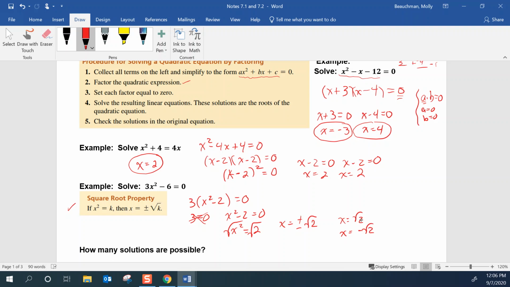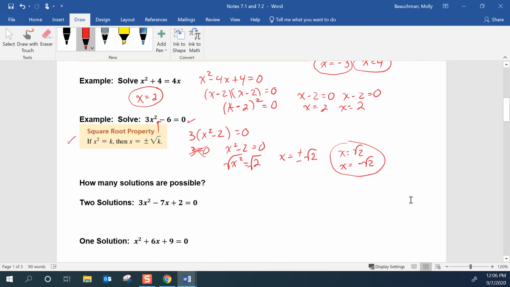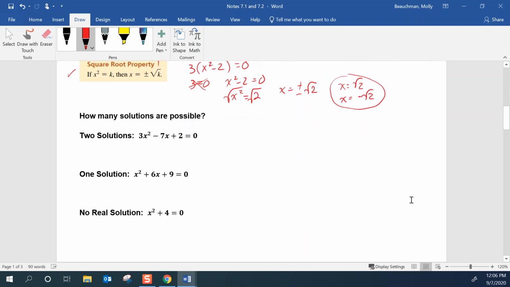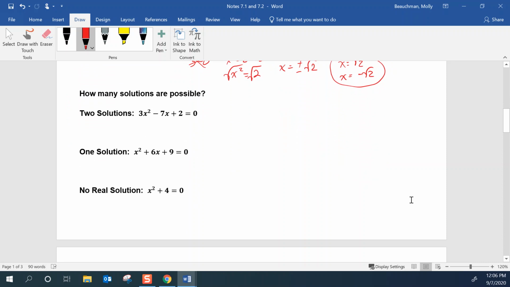So even though we don't know what these are exactly, you can put them in the calculator to get an estimate. These are the two exact solutions that will work in this particular equation. I just wanted to show you that example, as if you're missing the middle term, you can solve this by isolating x squared and then square rooting both sides. Okay? So the next part, now that we've factored a few, is how many solutions are possible. So we've got 3 examples that we're going to look at. We're going to factor and see what the nature of the solutions looks like.